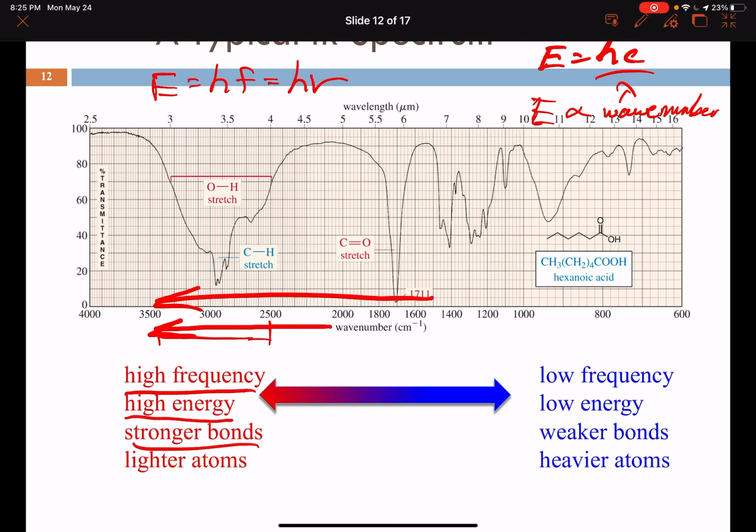This is where we're going to see stronger bonds or lighter atoms present, like we have in the case of the OH and CH. The opposite can be said, of course, down towards the right, towards low wave number. We're going to see low frequency, low energy, and therefore weaker bonds that are easier to vibrationally stretch, as an example. Alternatively, we might see very heavy atoms tethered together by weak single bonds.